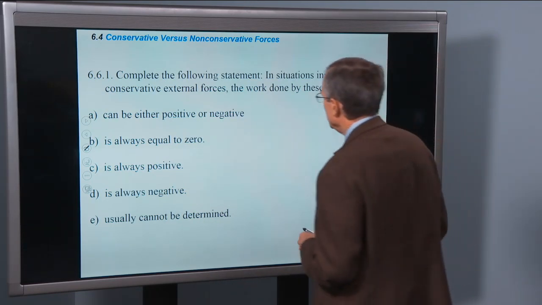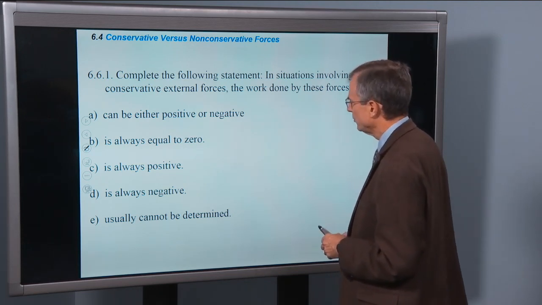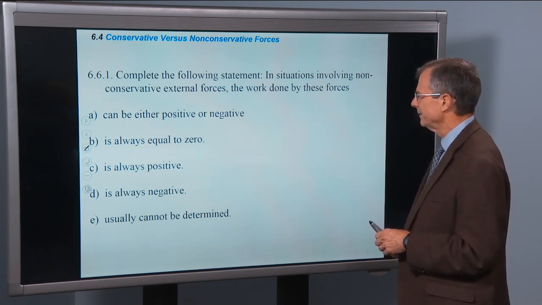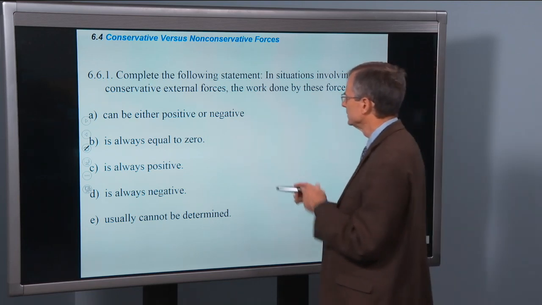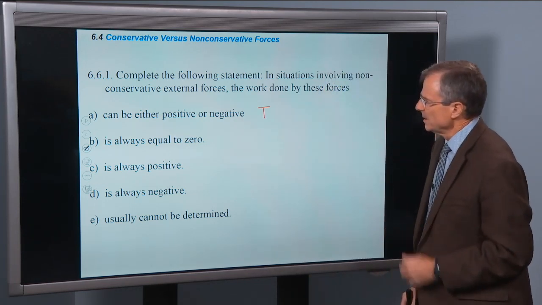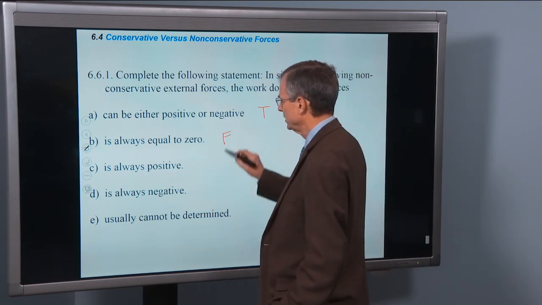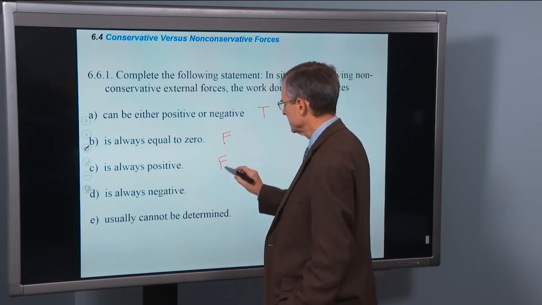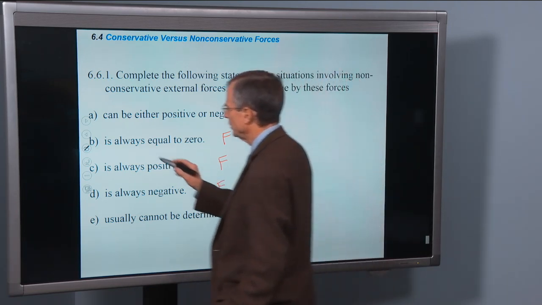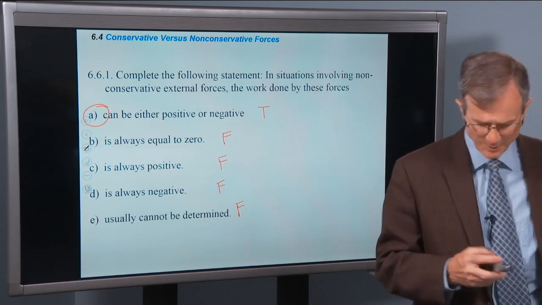Complete the following statement. In situations involving non-conservative external forces, the work done by these forces can be either positive or negative. That's certainly true. The work done is always equal to 0. That's not true. Work is not necessarily always positive. It could be negative or positive. Usually cannot be determined. So they can be either positive or negative. Think about that normal force example. I'll think about it a little bit more as we go on.